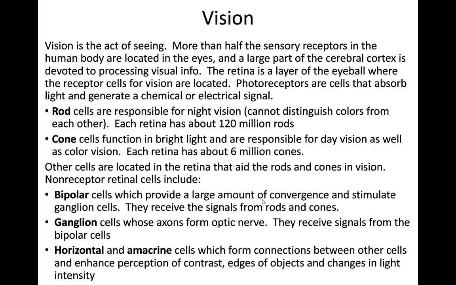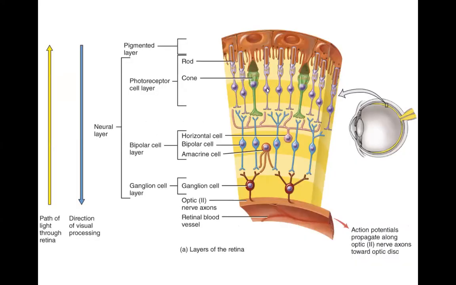Bipolar cells provide a large amount of convergence and stimulate ganglion cells. They're the ones that receive the signal from our rods and cones. We call them bipolar cells because they are bipolar neurons. Okay, and those are the blue ones here. Okay, looking at our illustration, we're zooming in at just this little tiny segment of an eyeball. Okay, each of our eyes, as far as the retina goes, has several layers. You can see those layers kind of broken down here: the pigmented layer, photoreceptor cell layer, bipolar layer, etc., etc.